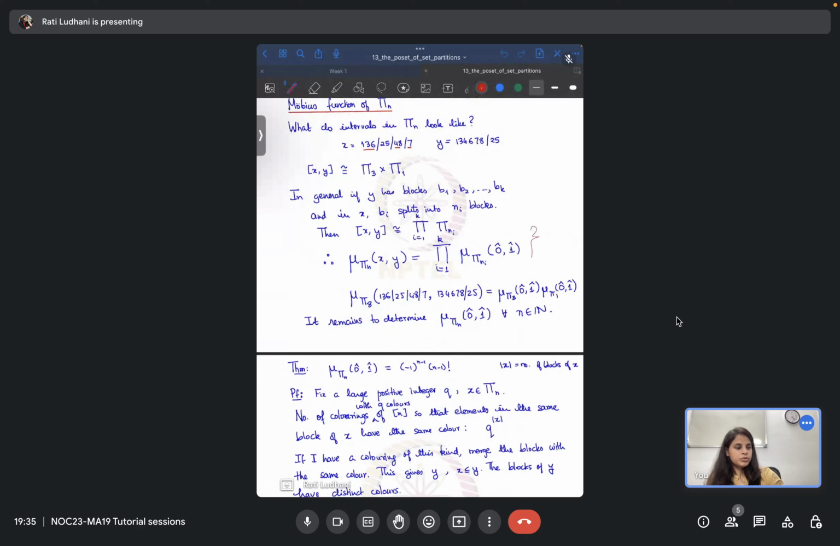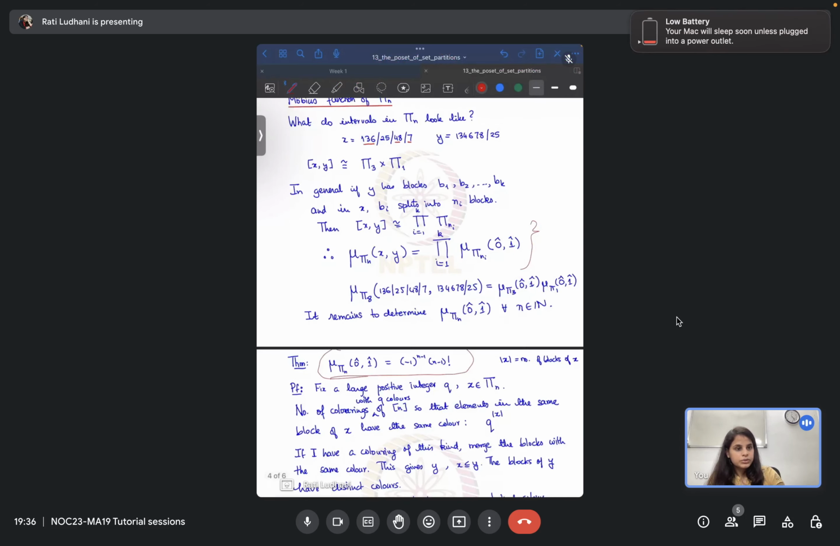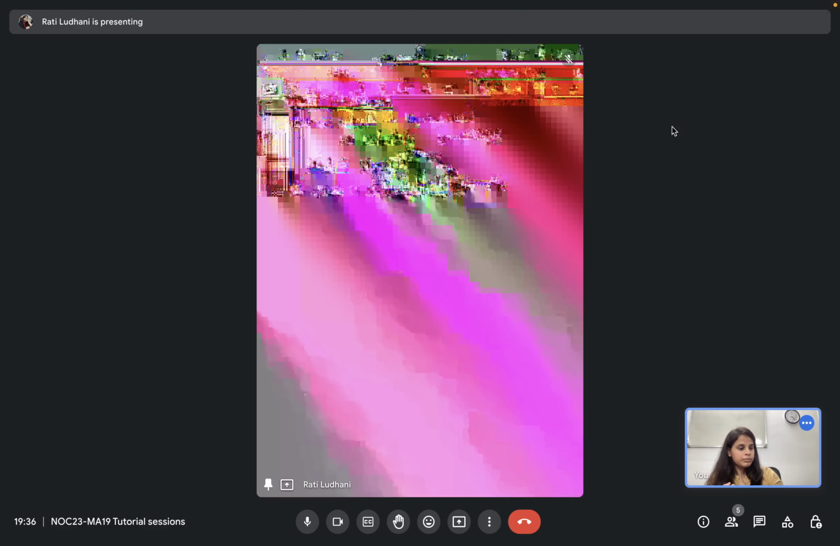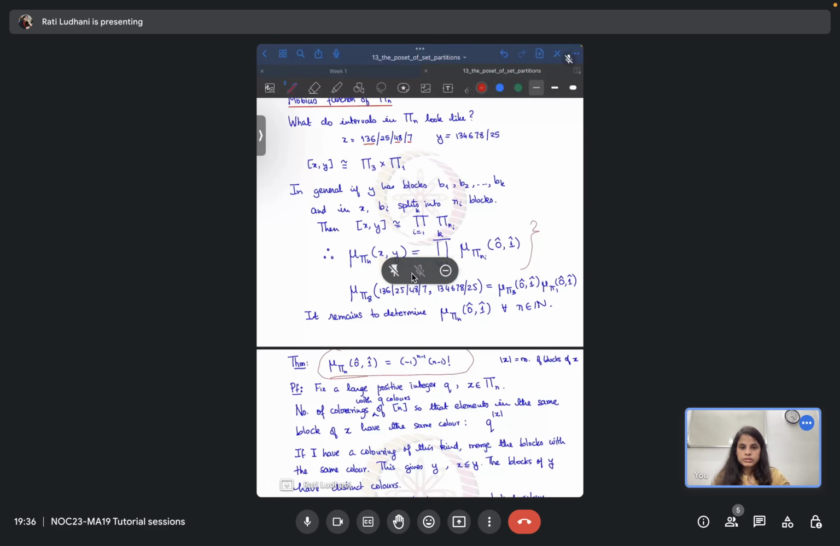The product of mu of pi ni 0 hat 1 hat. And from the theorem which has been proved in the notes, mu of pi n 0 hat 1 hat should be equal to minus 1 raised to power n minus 1, times n minus 1 factorial.